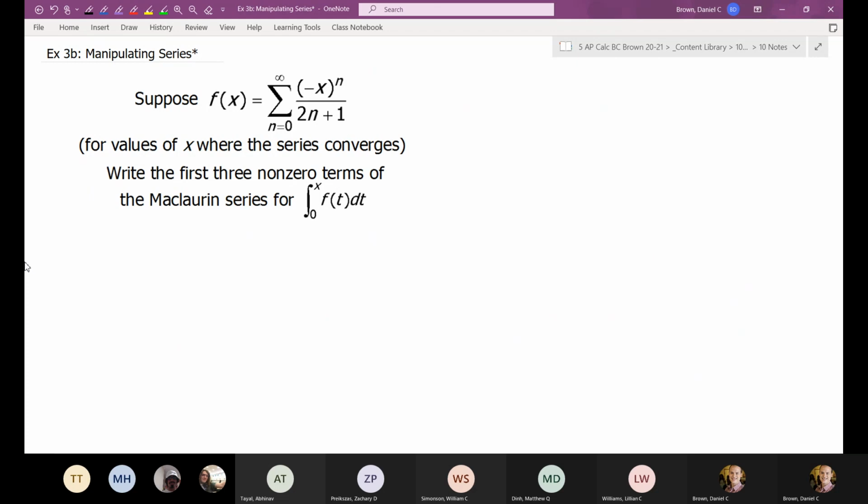So I have this f of x. F of x is a power series, and we are asked to find the first three non-zero terms of the Maclaurin series for the integral from 0 to x of f of t dt. Why did I use a t here? Kind of like when we did the second fundamental theorem of calculus, just so I don't confuse the x's and t's together. That t is just a dummy variable. I could make this whatever variable I wanted, and it's not going to change the meaning of the problem. So I'm going to use a t there just to keep my things separated.